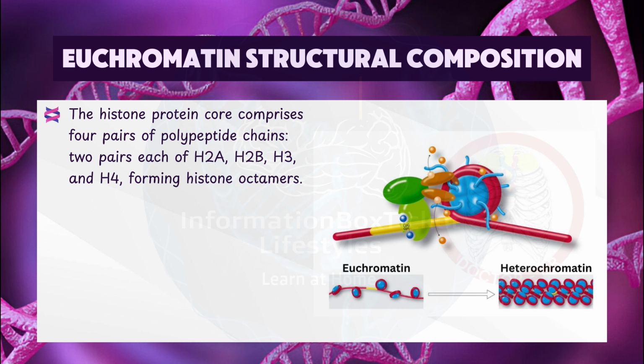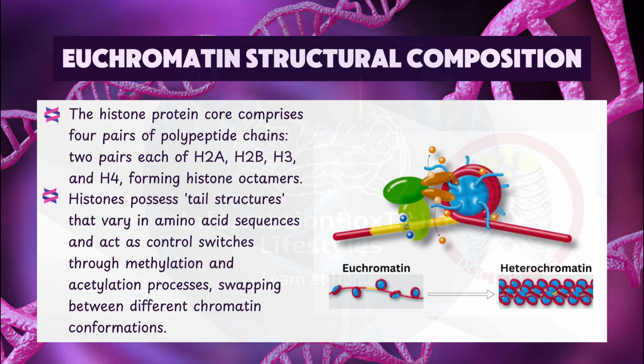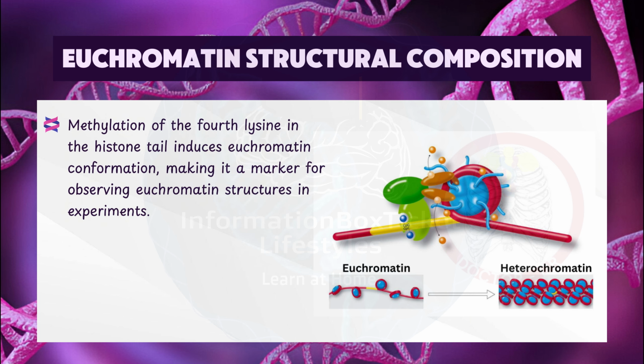Histones possess tail structures that vary in amino acid sequences and act as control switches through methylation and acetylation processes, swapping between different chromatin conformations. Methylation of the 4th lysine in the histone tail induces euchromatin conformation, making it a marker for observing euchromatin structures in experiments.